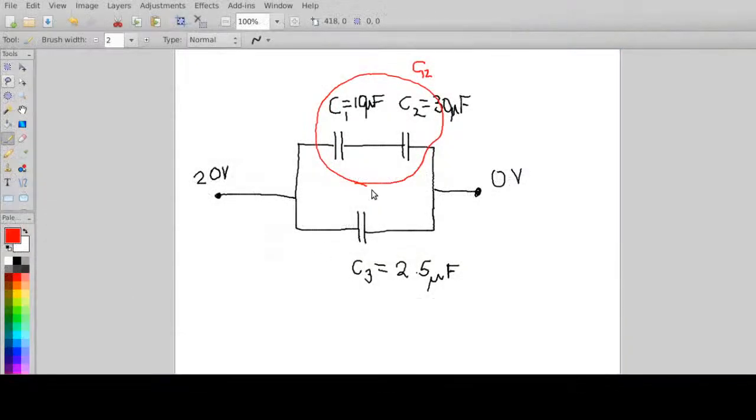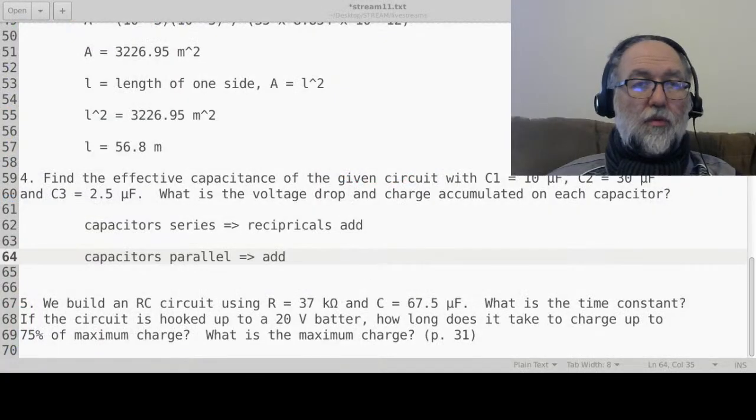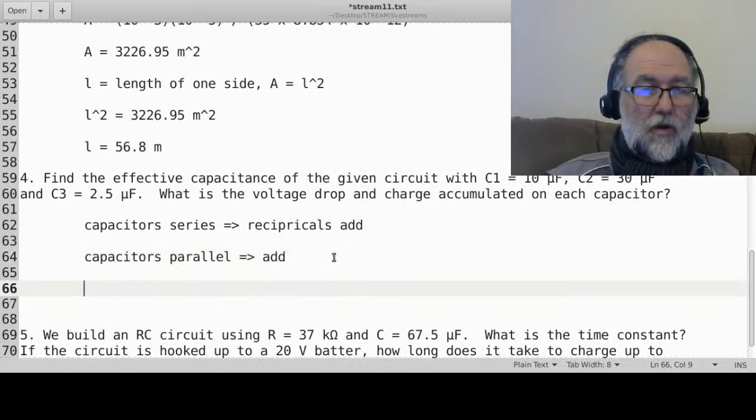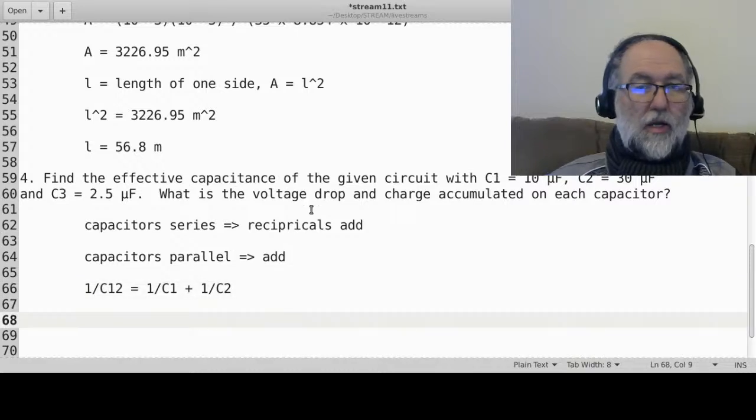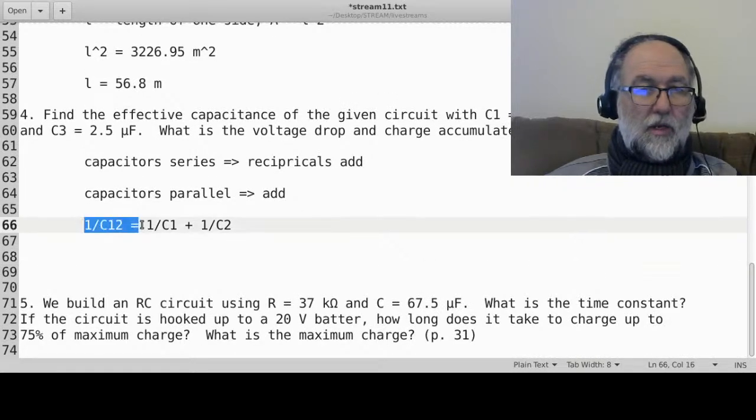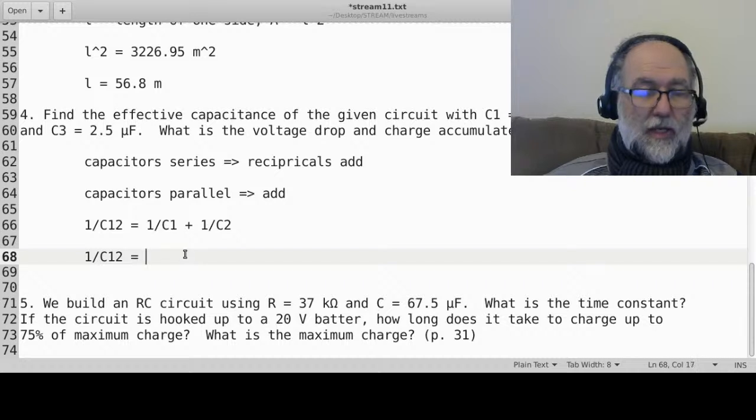So let's go back to the picture here. 1 and 2 are in series. That means one after the other. So what does that mean? We have to add the reciprocals. So 1 divided by C12, the reciprocal of the effective capacitance, is 1 over C1 plus 1 over C2, like that. Okay, so there you go. That's the formula you're going to use.